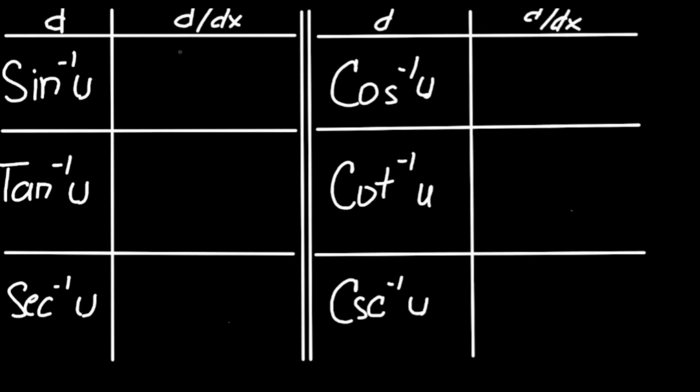In this video, we're going to be talking about the derivatives of inverse trigonometries. Now, the derivative of arcsine of u will be u prime divided by the square root of 1 minus u squared. The derivative of arccosine of u will be just the negative of the derivative of arcsine of u.